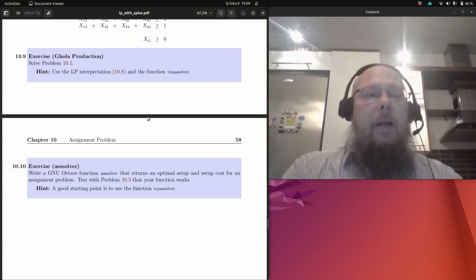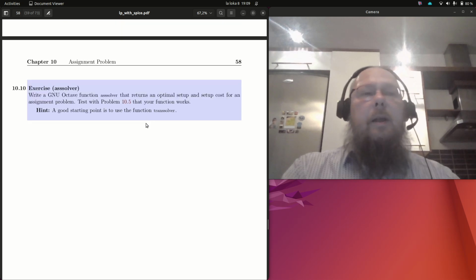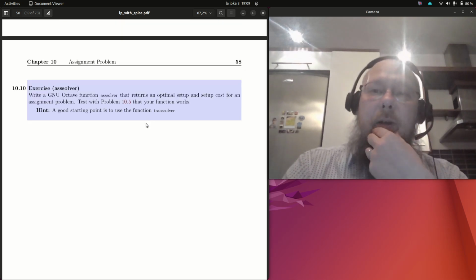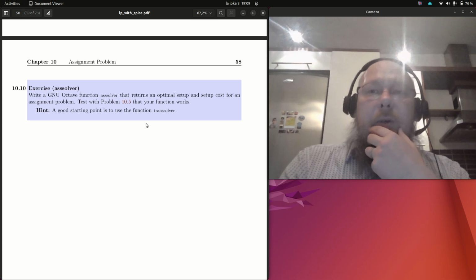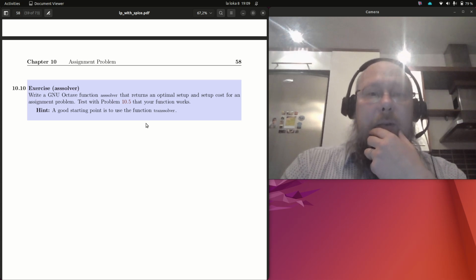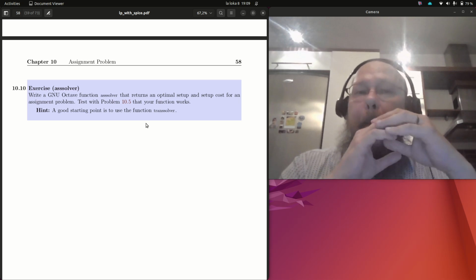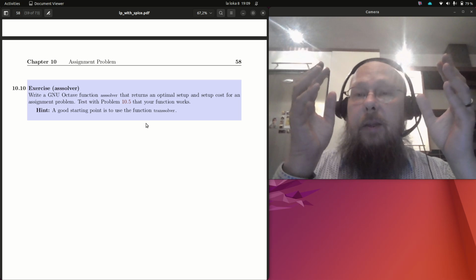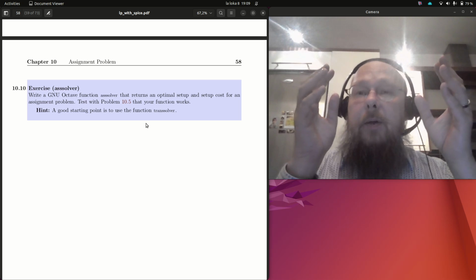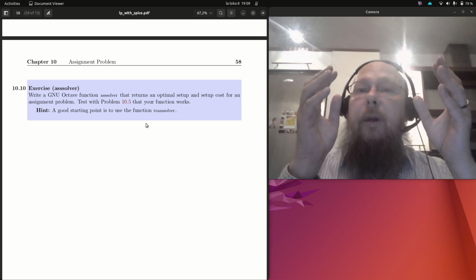And finally, there is an exercise 10.10 called S-Solver. Sorry about the name, maybe not a very beautiful one. This is for those who are experienced in programming. This should be very easy for you. You should make an S-Solver that takes in the data of an assignment problem. The data is just an assignment table, the table of the setup costs, and then returns the optimal schedule.